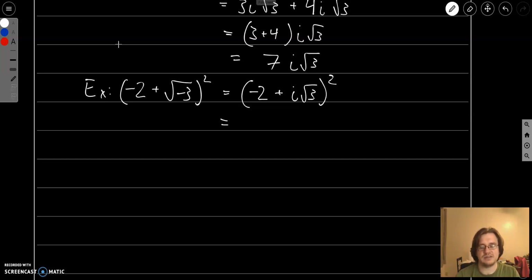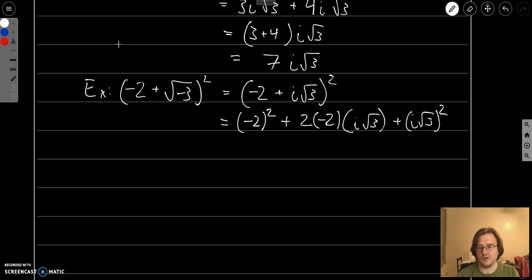When we square the sum of two things, I'll take the first term and square it. I will add 2 times the first term times the second term, and I will square the last term, plus i times the square root of 3 squared. Again, this is the formula (a plus b) squared is equal to a squared plus 2ab plus b squared. And I'm just using that formula here.